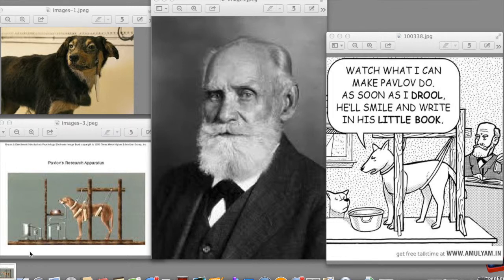This is a picture of the setup. This is his dog, and he's set so he can't really move. Whenever he'd ring the bell, the saliva would go down here, and then Pavlov would be able to tell if it was working or not.